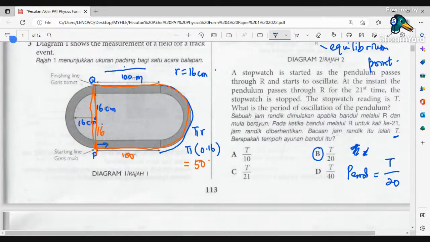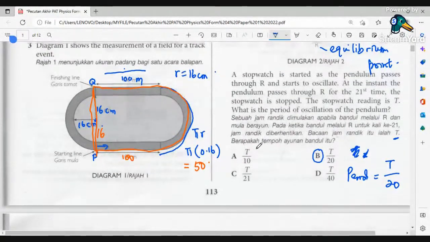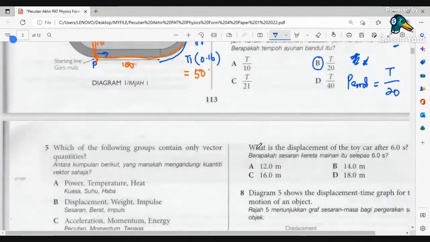Okay. Normally we use symbol capital T for period, but now in this question they already define T as the time taken for 20 oscillation. So we need to divide by 20. That one is for number 4.